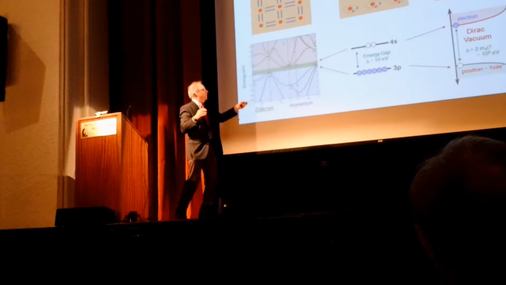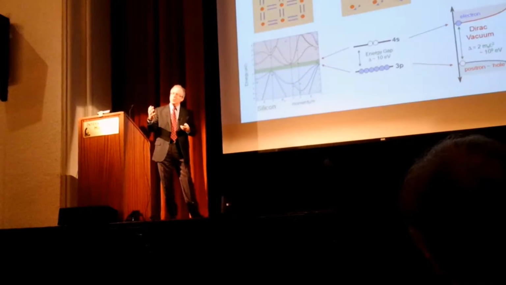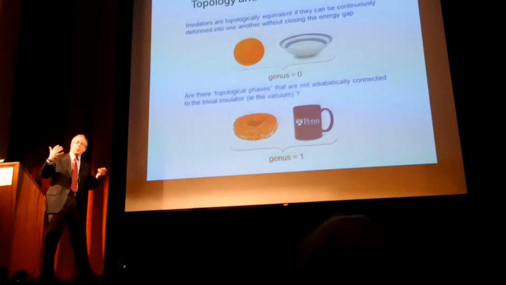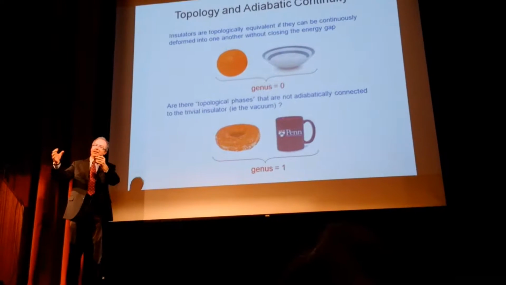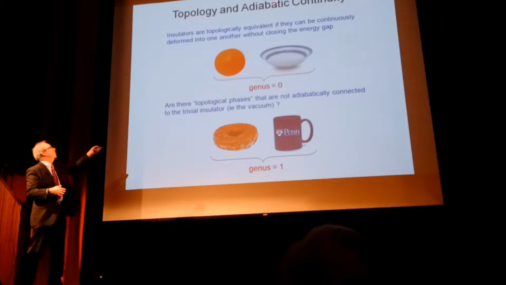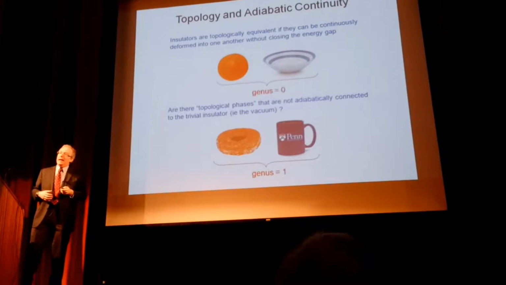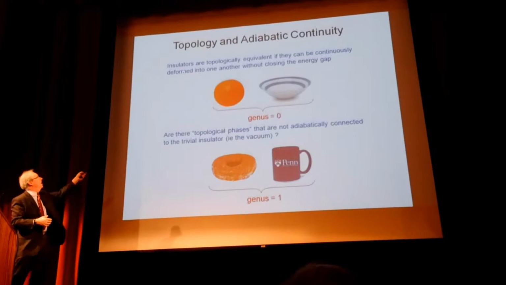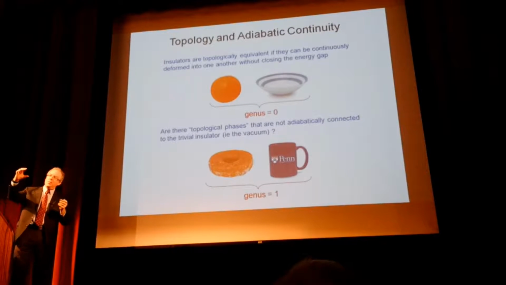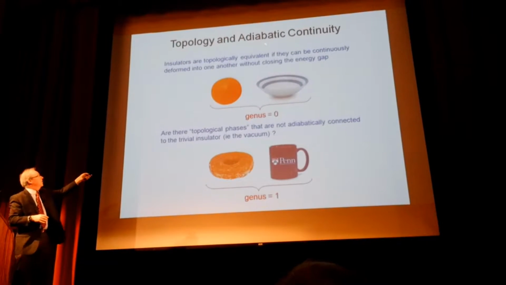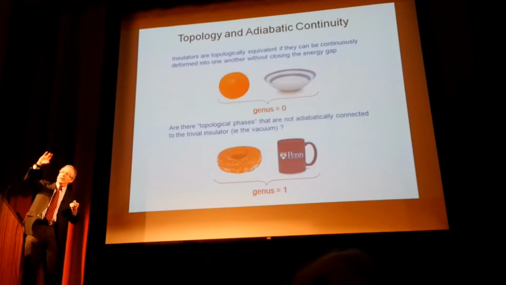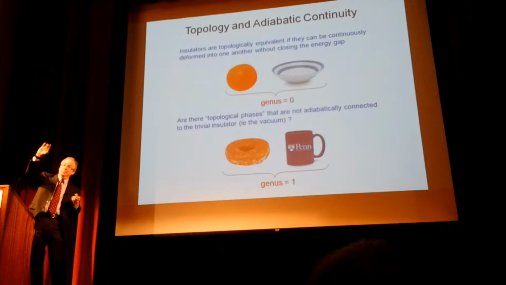So this idea of smooth deformation introduces a very interesting question. I'd like to promote this idea that things can be smoothly deformed into one another into a principle, and this is the principle of adiabatic continuity. The idea here is that insulators are topologically equivalent if they can be continuously deformed into one another while keeping the energy gap finite.